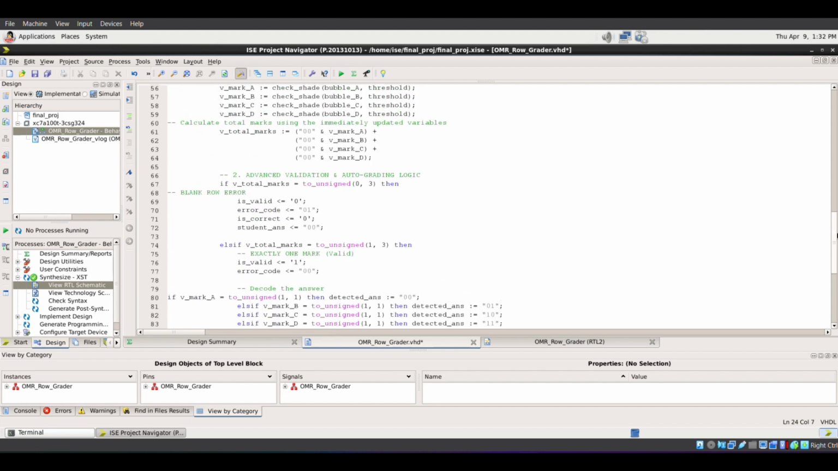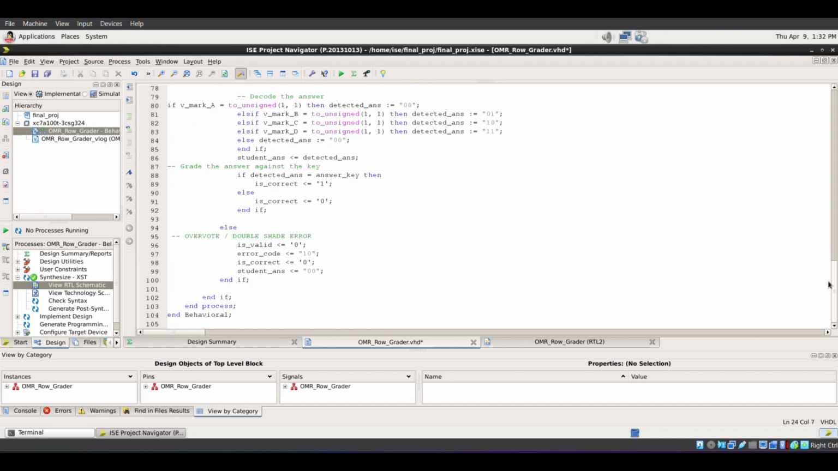Third, if total marks is exactly 1, the system successfully decodes which specific letter was shaded. It then immediately compares the student answer to the provided answer key. If they match, the is correct signal is driven high.